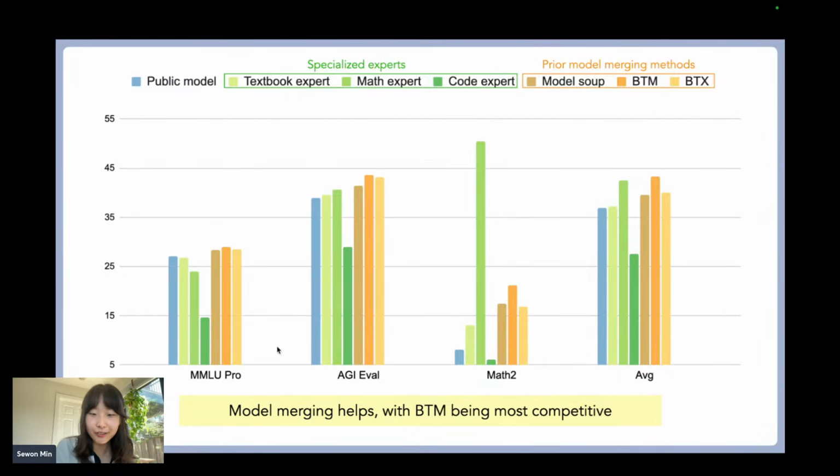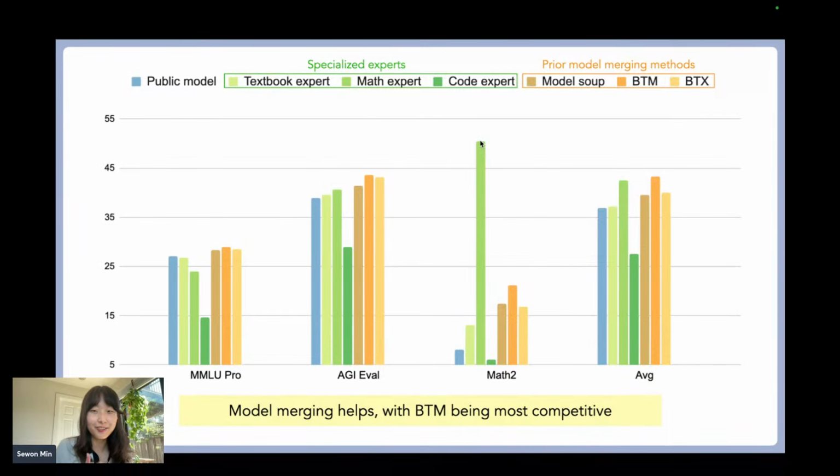So if we look at the result, we find that overall they do help. If you look at MMLU Pro and AGI Eval, they do help over the training on public data only. So they're effective. However, they're not very competitive, especially when it comes to specialized experts. For instance, if you look at the numbers on math datasets, then all model merging methods are much worse than specialized experts like math experts.